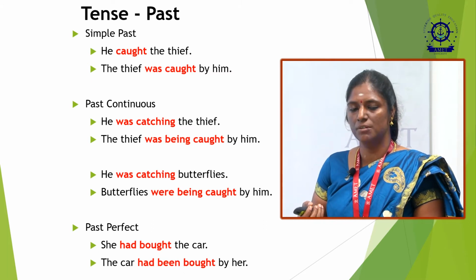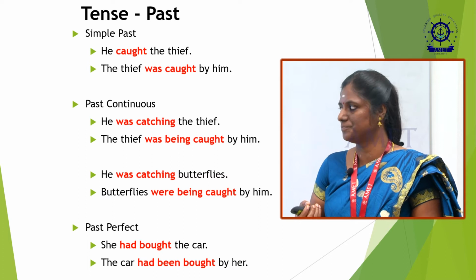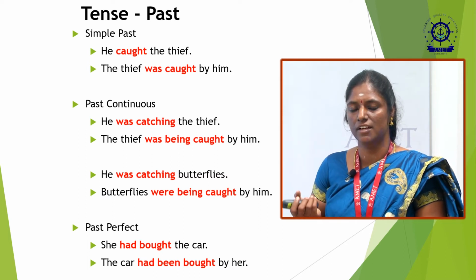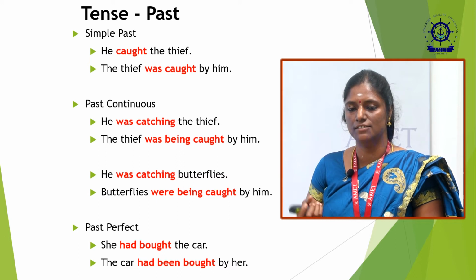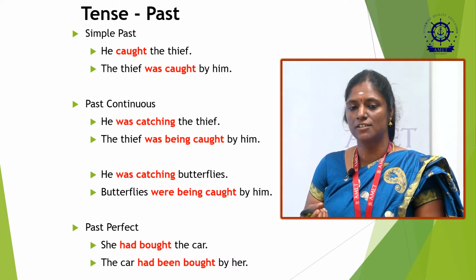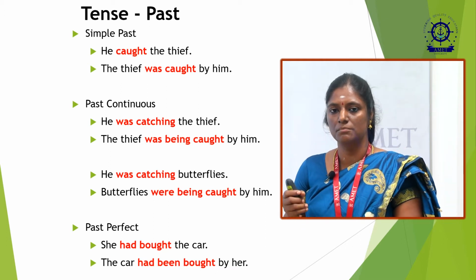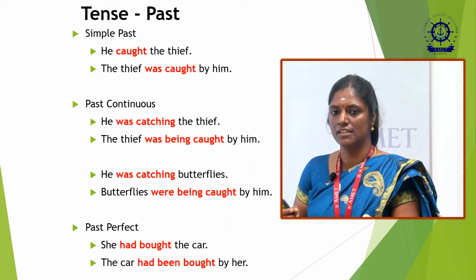Let's see one more example for past tense plural. He was catching butterflies. Take the word butterflies, it's a plural. So butterflies, past tense plural, so we have to use were. So butterflies were being caught by him.